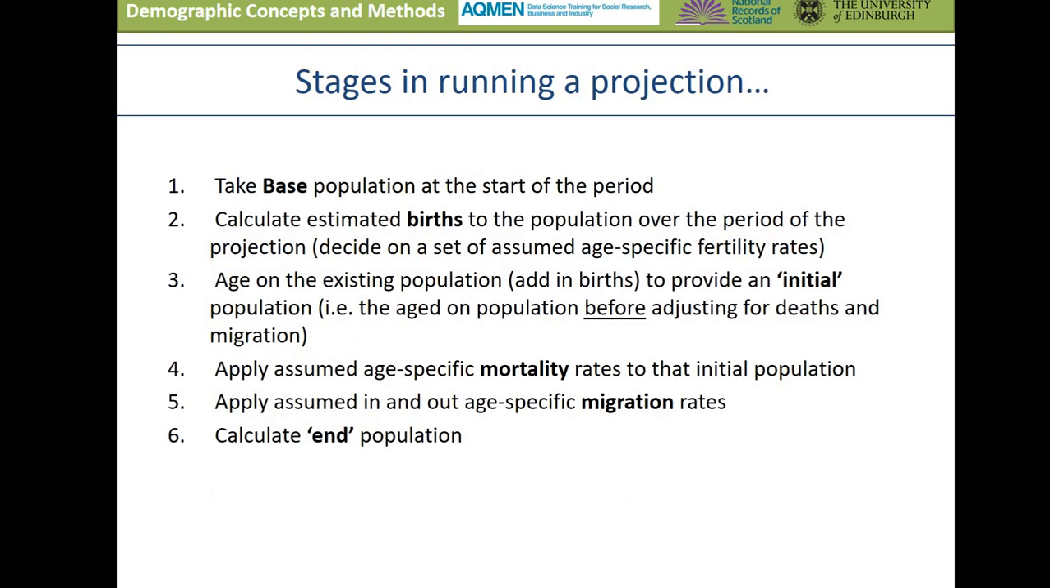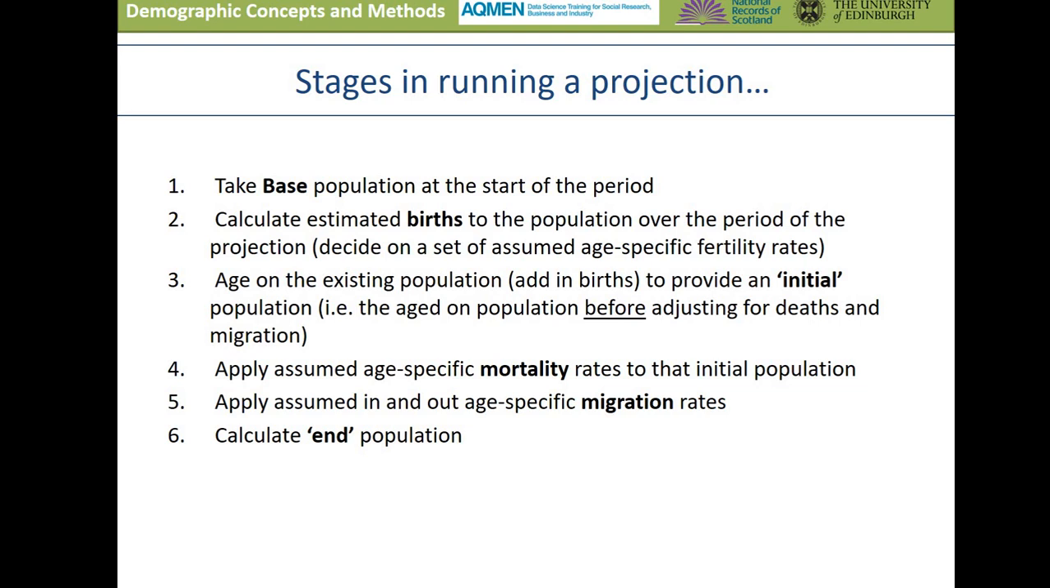So there are 6 stages in running a projection using the cohort component methodology. We start off with our base population at the start of the period. We calculate the estimated births to that population over the period of the projection, and we usually use a set of assumed age-specific fertility rates, which we apply to our base population in order to do that. We then age on our base population, our existing population, adding in the births to the bottom, to provide an initial population. So this is the aged on population before we adjust for deaths and migration.